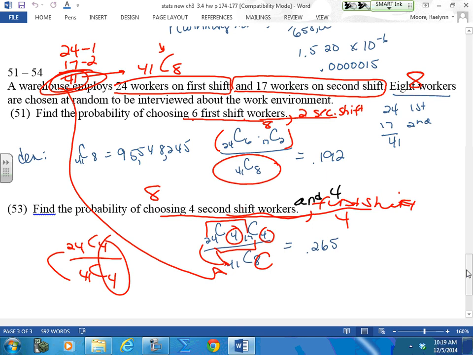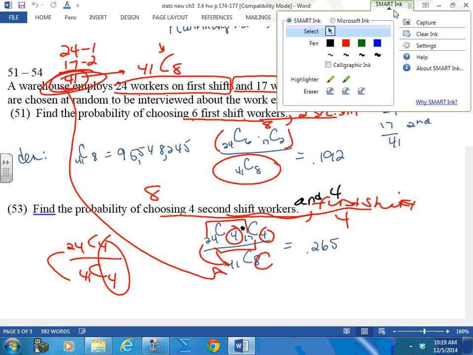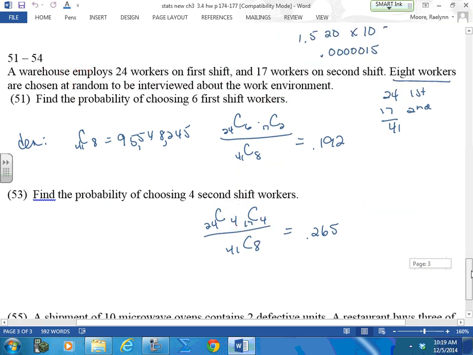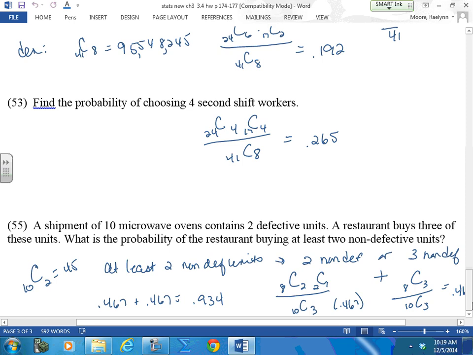Now, if you remember back to the last unit, when it's an and statement, we multiply. When it's an or statement, we add. Okay? Okay, one more. Let's hit this last one. Come on, we're almost there. This is a good one.